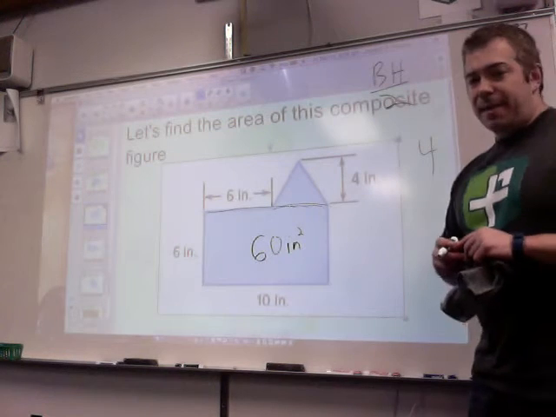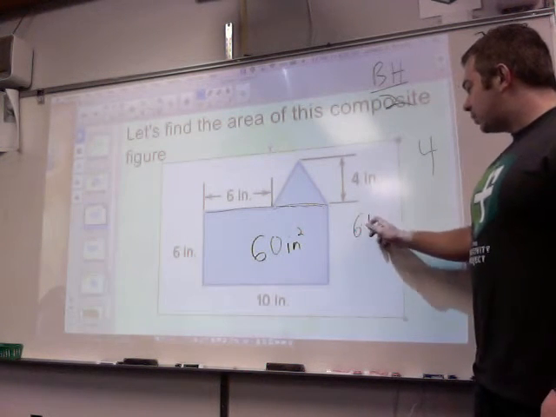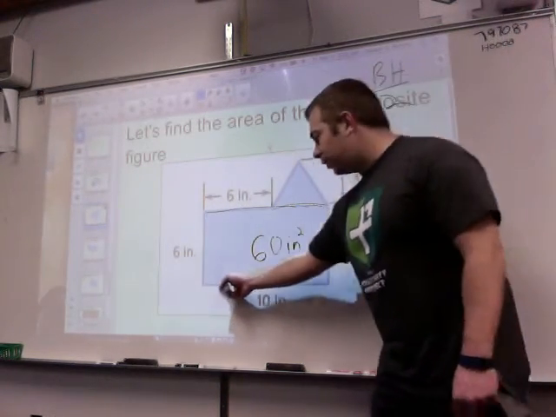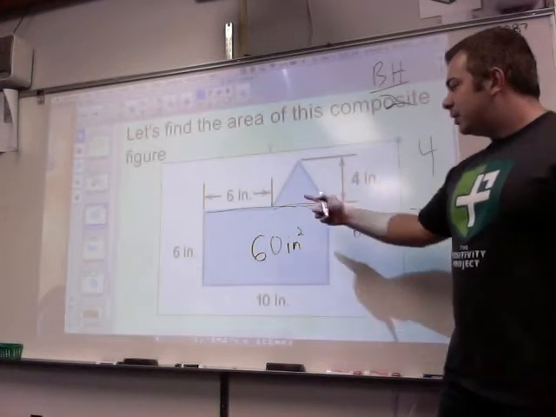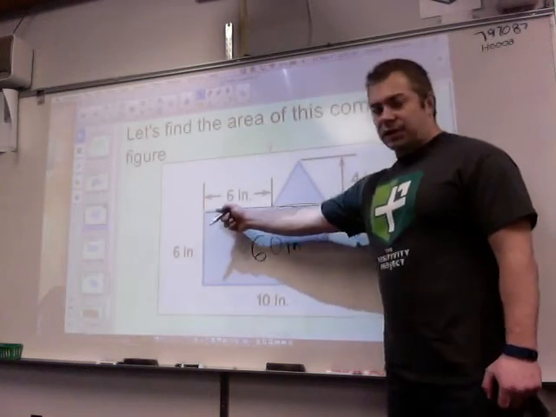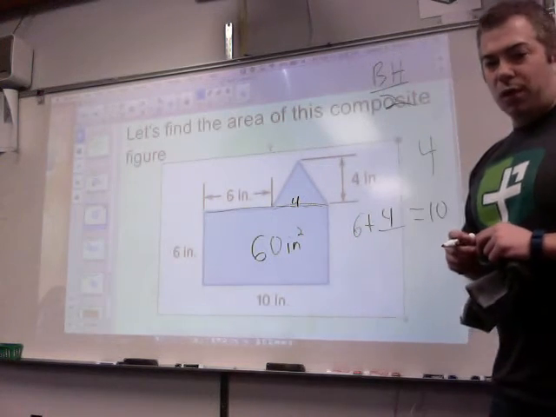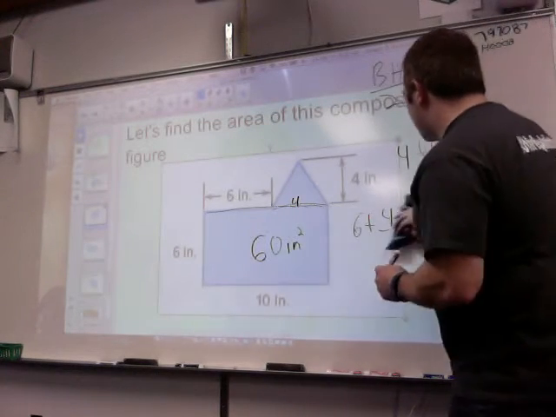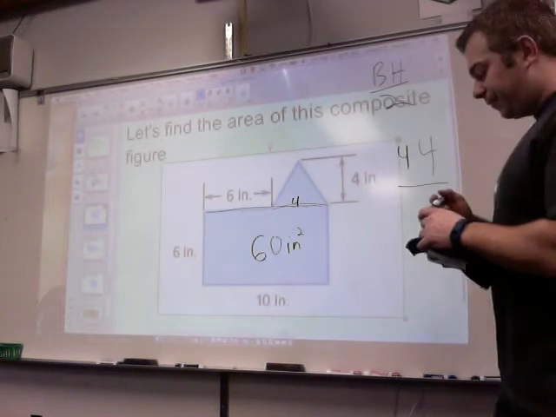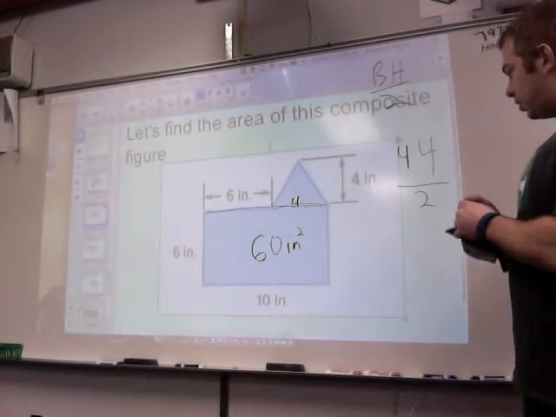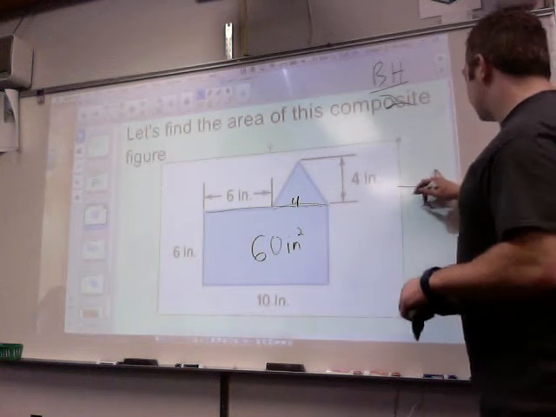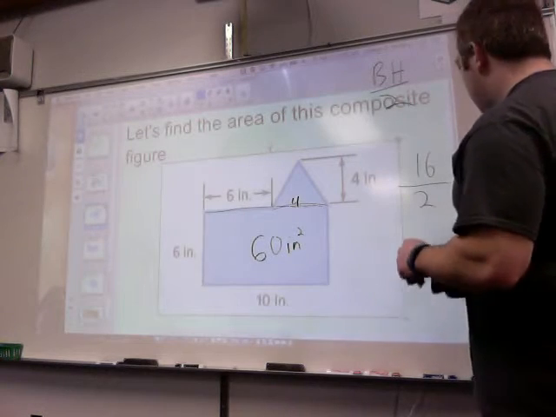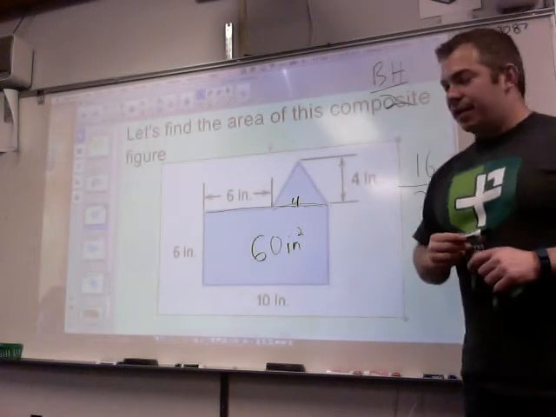All right, so 10, 6 plus what equals 10? Because this whole line should be 10 inches, because this whole line is 10 inches. 6 plus 4. So this part is 6, and my base of my triangle is 4. So my base is 4, my height is 4, and then I'm going to divide it by 2. 4 times 4 is 16, divided by 2 equals 8. So my area of this triangle is 8 inches.